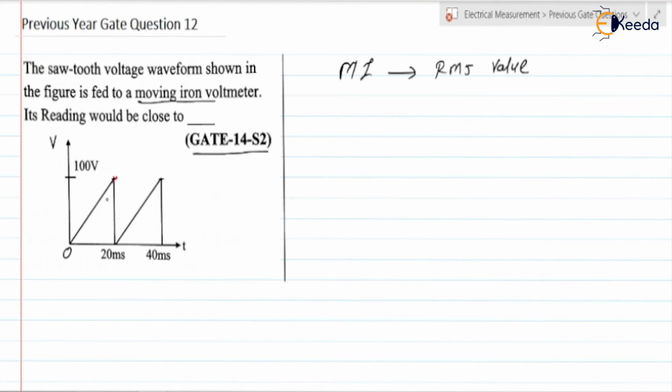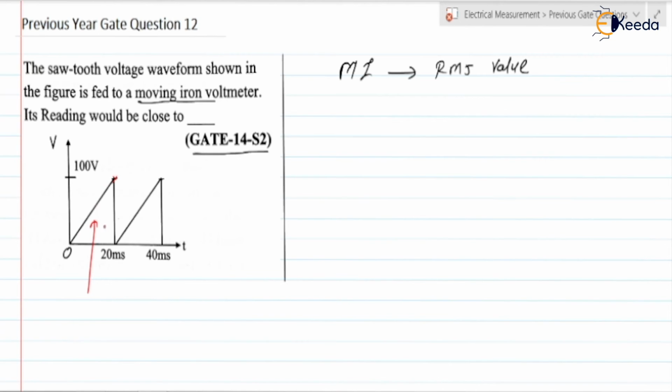So for that we first need to write the expression for this wave. From 0 to 20 milliseconds, and again from 20 to 40 milliseconds, the same pulse is repeating. So can we write the periodic time is 20 milliseconds? And can we write the expression? This is a linear curve.